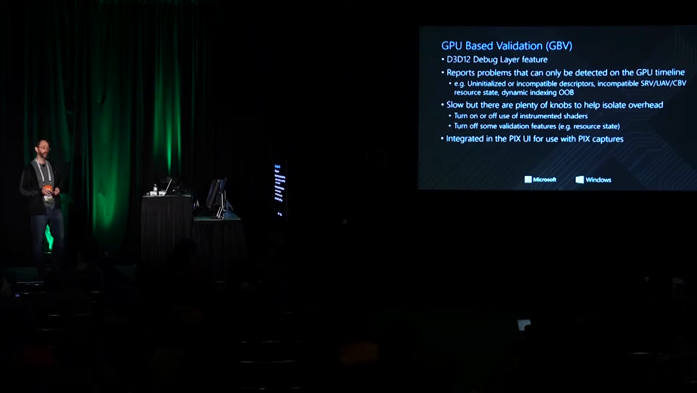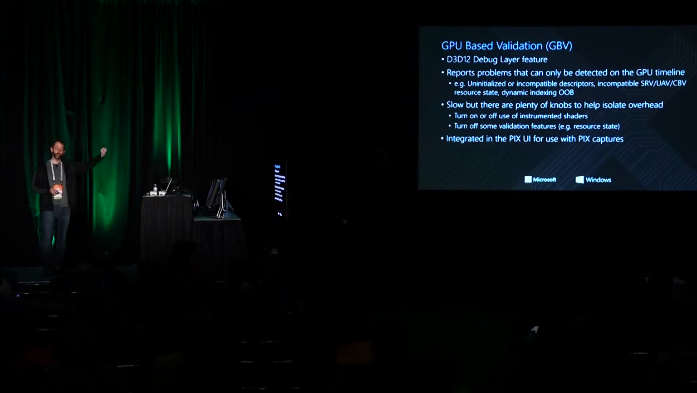Another thing is if you have repeatable problems that you know you can get a capture of, the PIX UI is cool. You don't have to turn on GPU-based validation deliberately at all during execution of your code. You can take just that capture that may contain a TDR or a rendering artifact, bring it into PIX, and then say run GPU-based validation. And that's going to report any GBV errors that you would normally see in a debugger if you turned it on.